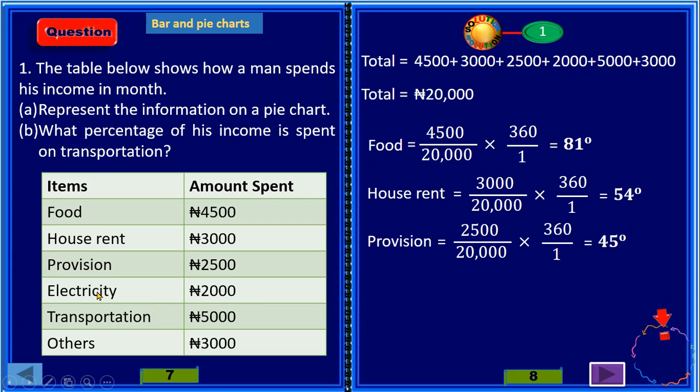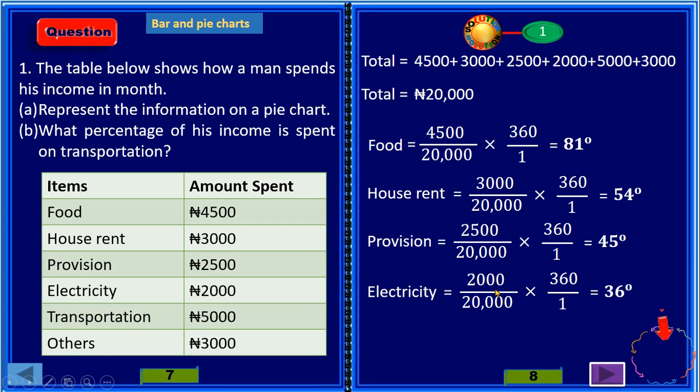The next item is electricity. The amount represented by electricity is 2,000. So we are going to divide 2,000 by the total amount, 20,000. We are going to multiply that by 360 degrees, the total angle at the center of a circle. Using a calculator to evaluate this, we are going to have the angle to be 36 degrees.